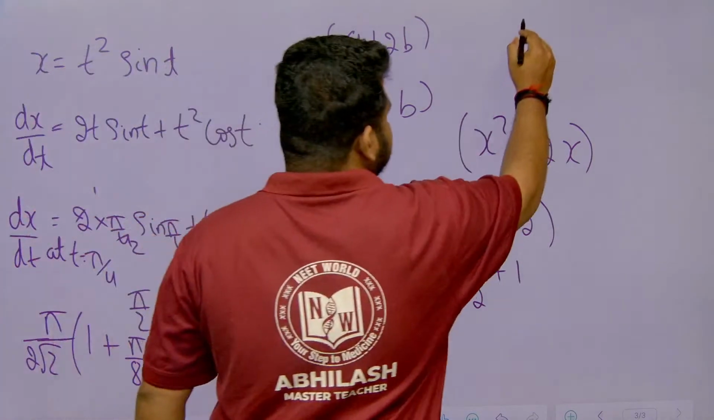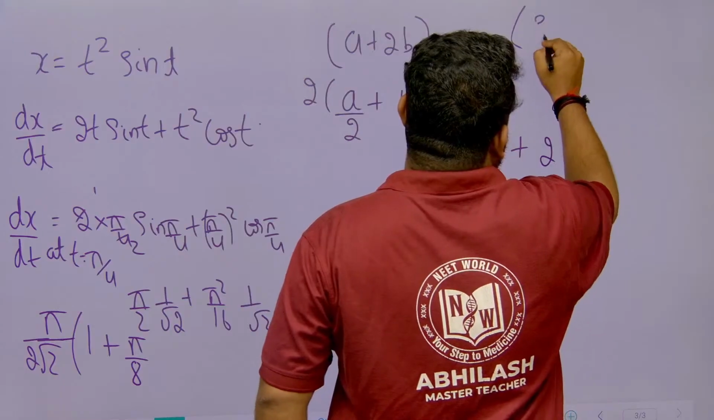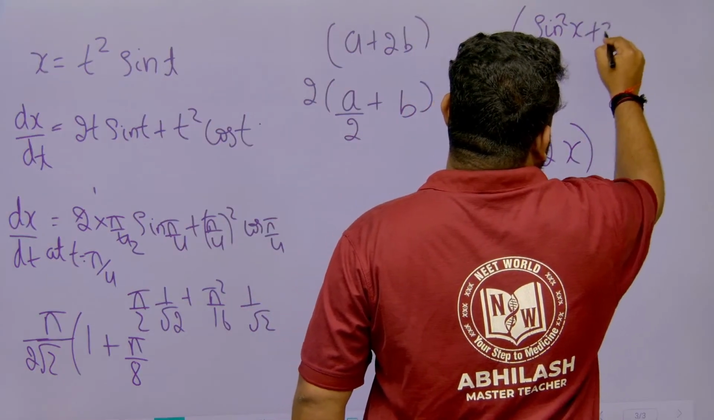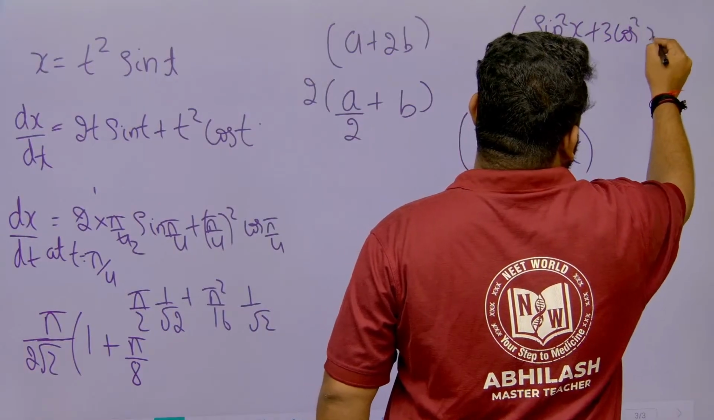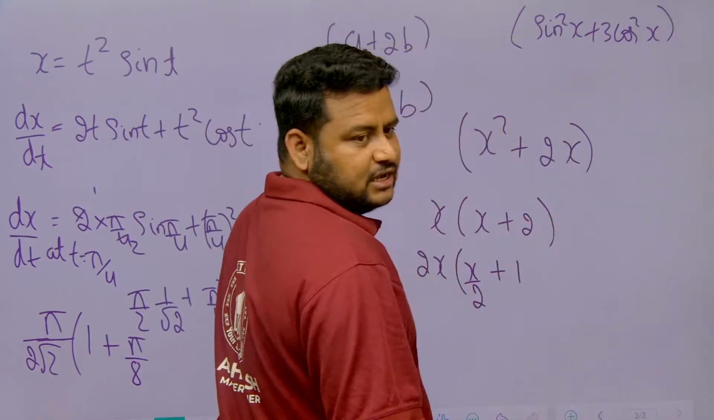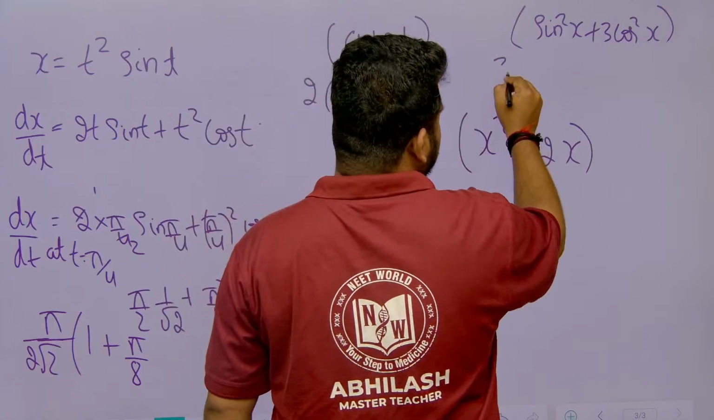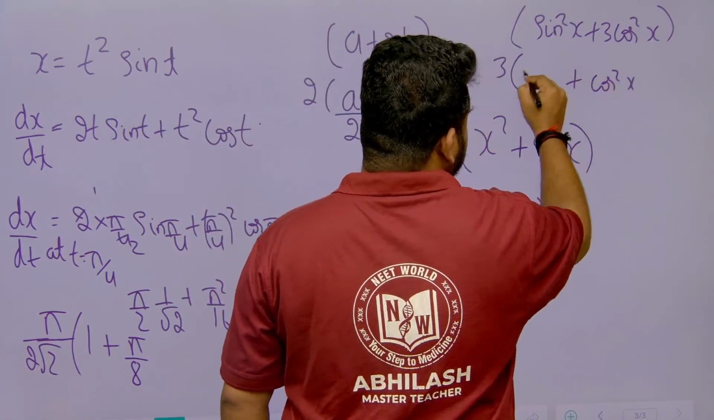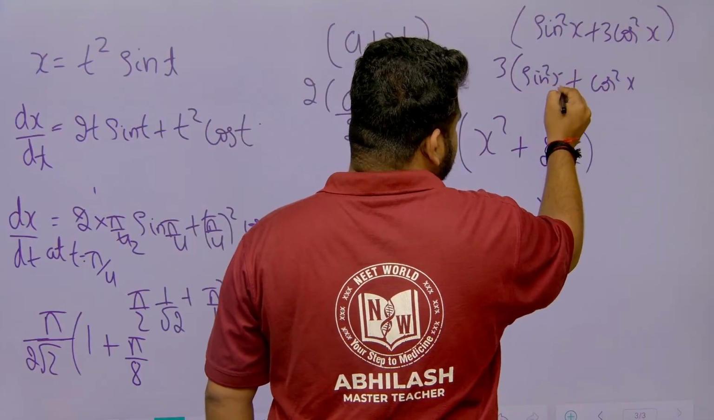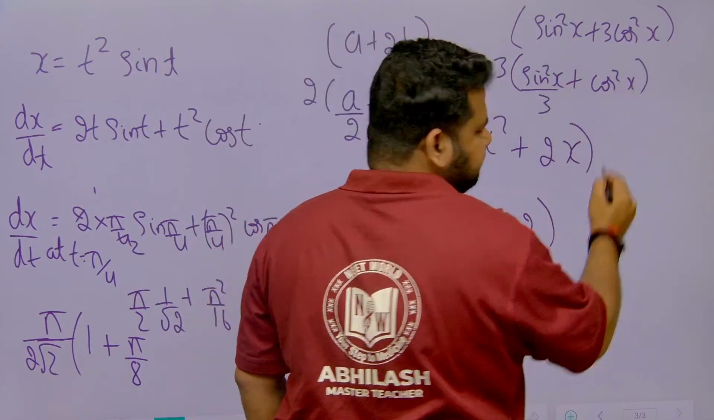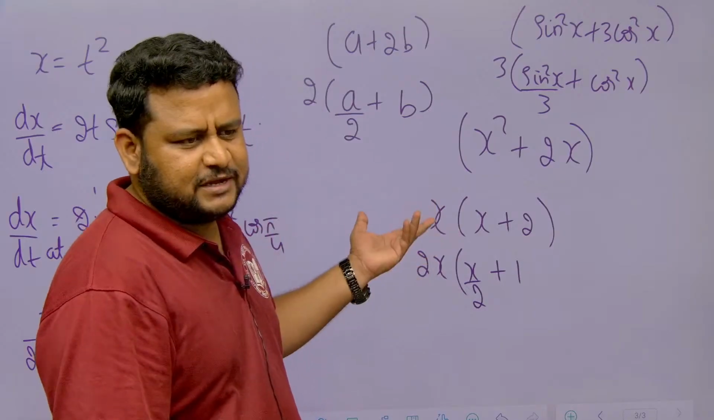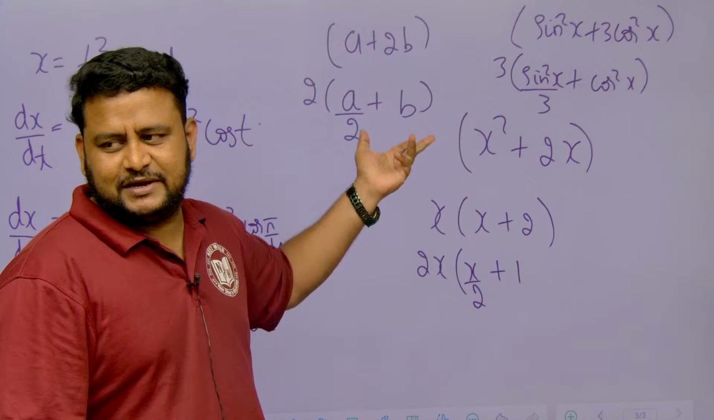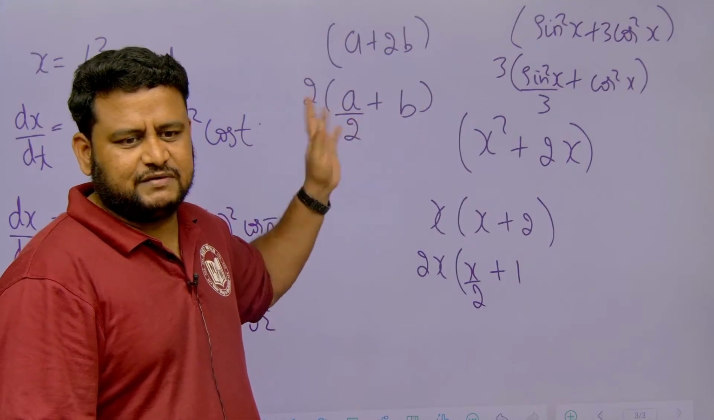Suppose you are having sin square x plus 3 cos square x. Okay, if I want to take 3 common, I will take 3 common, this will become cos square x only, this will be sin square x only, but I have to divide by 3, that's all. Remember this, whatever number you take outside, if it is not there in that term, divide by it.